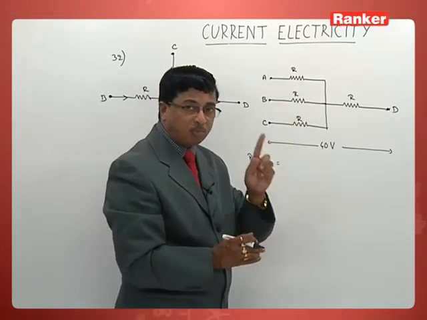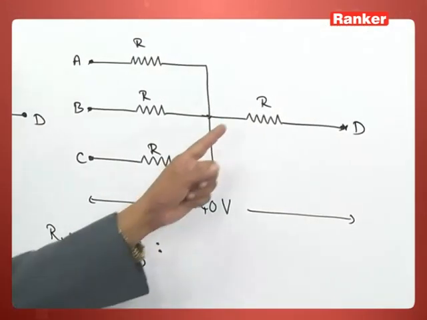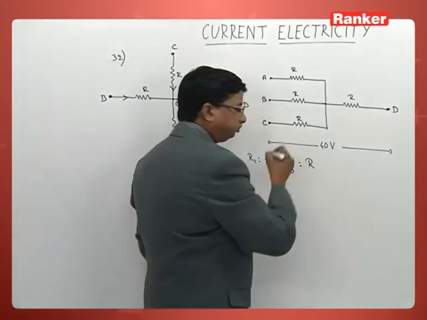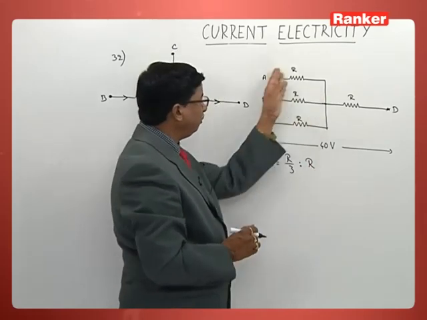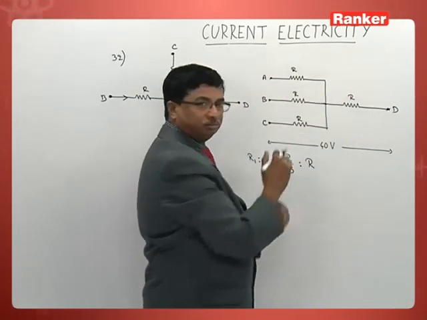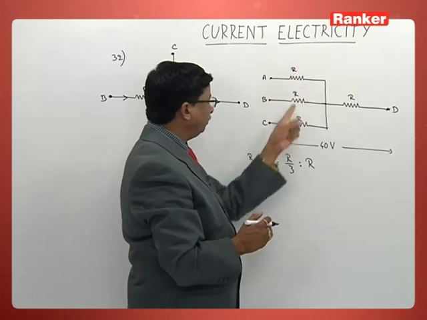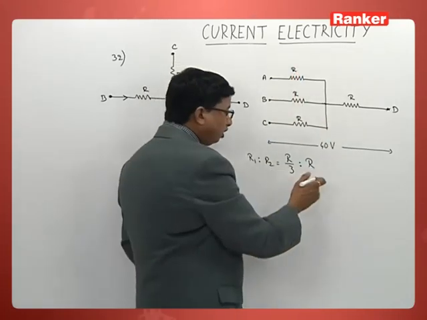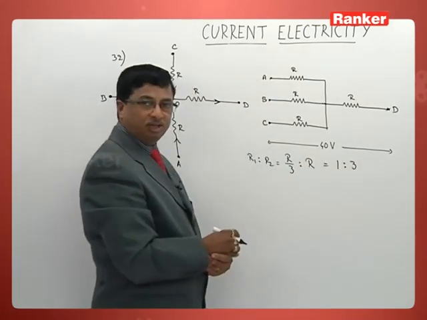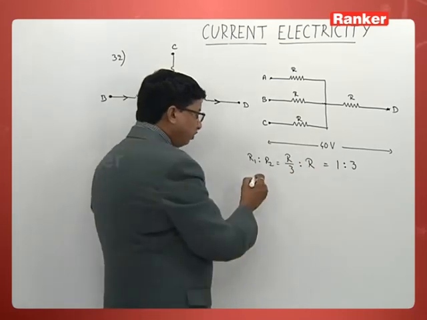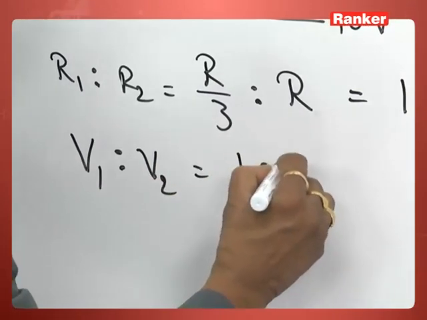These 3 are connected in parallel. Therefore, the effective will be R by 3. This is in series. The value is R. So R by 3 is to R. This is the ratio of these 2 resistances. This is R1 I have taken, this is R2 I have taken, this is R by 3, that is R. Then what would be the ratio there, please? 1:3. When the ratio of resistances is 1:3, even the ratio of potential differences also will be 1:3 only.